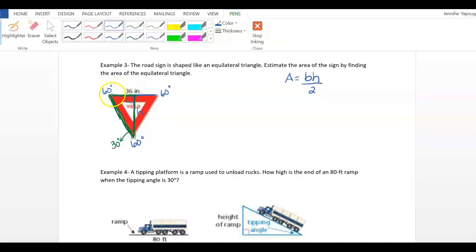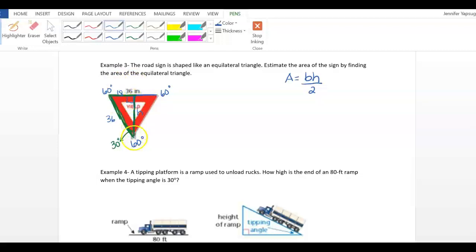Well, if this is 36 inches, I know that this is also 36 inches. But I only need this distance here. So if I'm finding half of that, 36 divided by 2 is going to give me 18. So that's 18, right? So I'm asked to find the longer side, right?